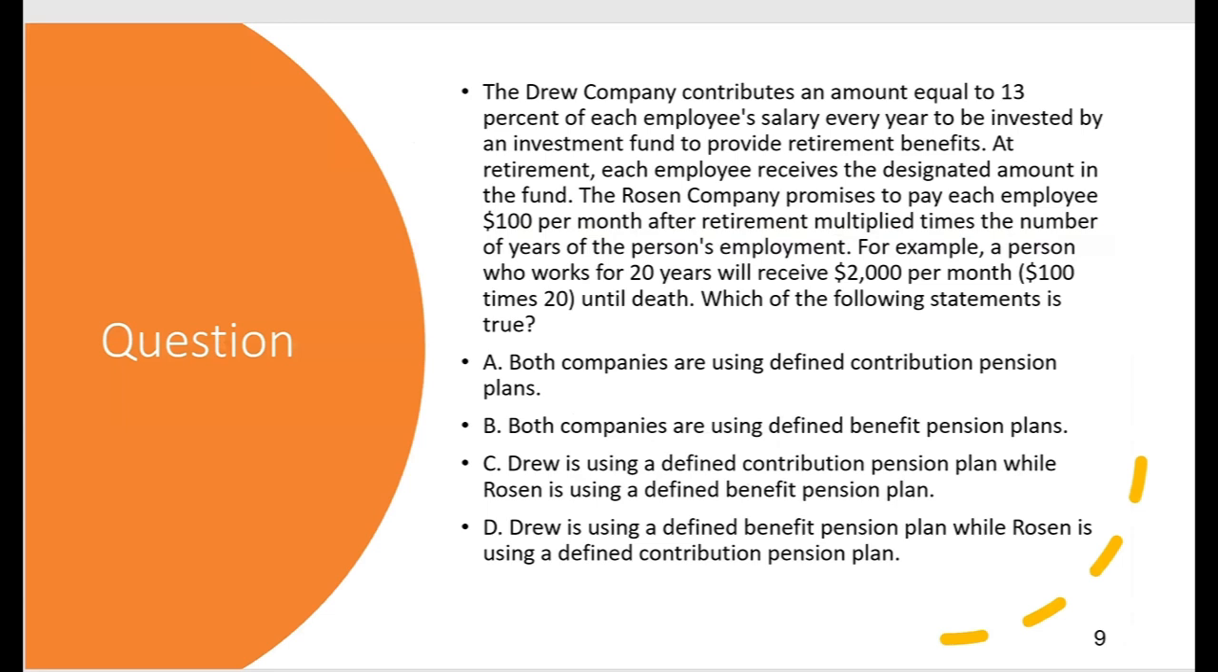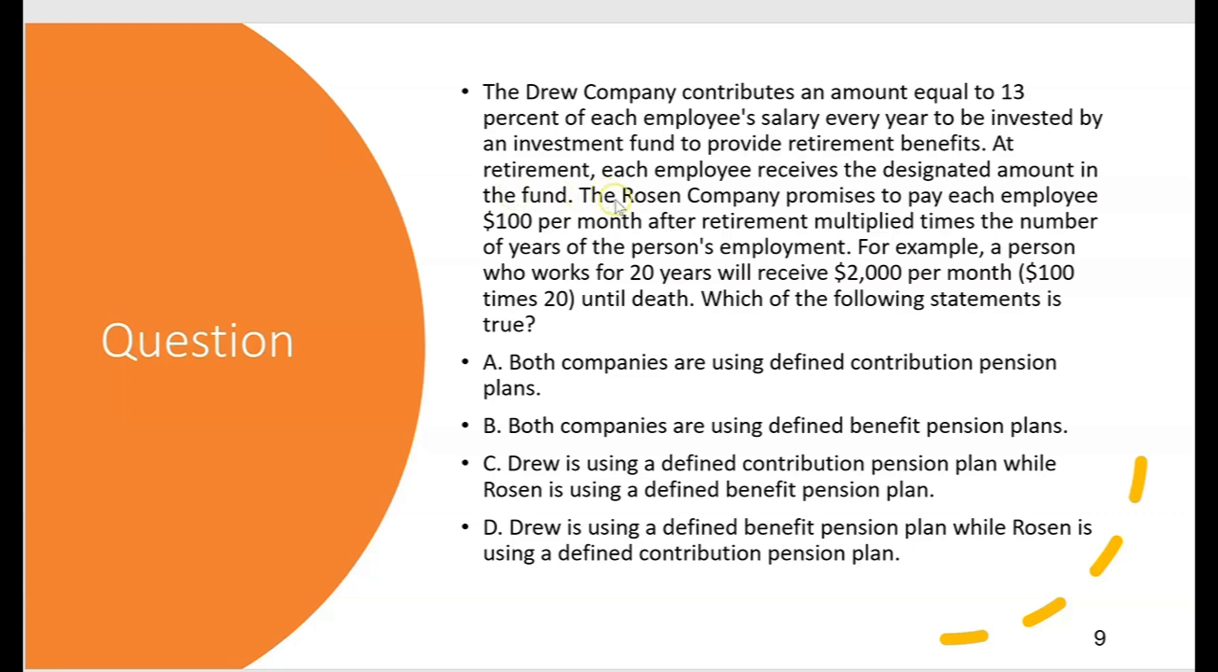The Drew Company contributes an amount equal to 13% of each employee's salary every year to be invested by an investment fund to provide retirement benefits. So 13% of each employee's salary is contributed. That's a defined contribution percentage. So far, it sounds like the Drew Company is using a defined contribution plan. At retirement, each employee receives the designated amount in the fund. Sure, whatever it grows to, that's what the employee gets. So that's the Drew Company. And if the question ended there, you'd say that the Drew Company is using a defined contribution plan.